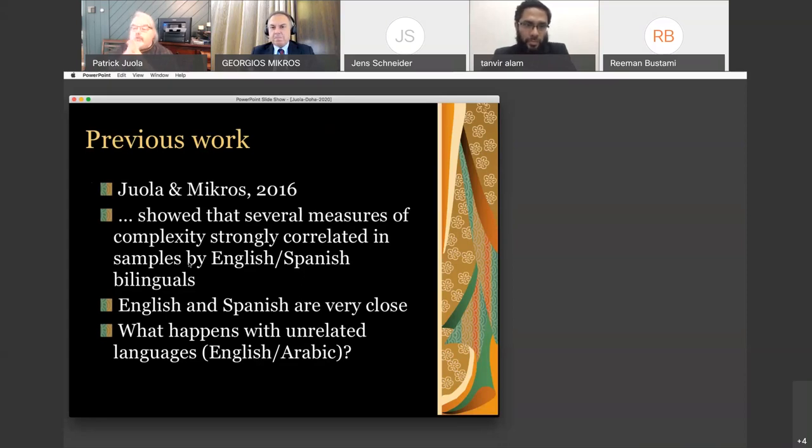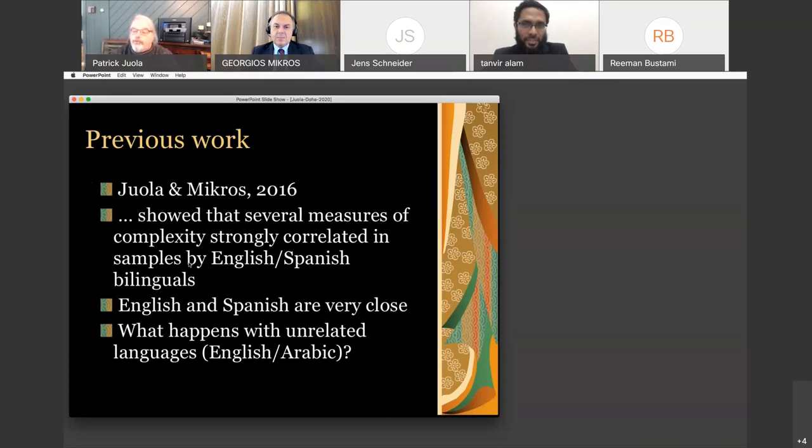But of course, English and Spanish are extremely closely related languages. They use the same alphabet. They both have a lot of Latin words in them. They are both Indo-European languages.